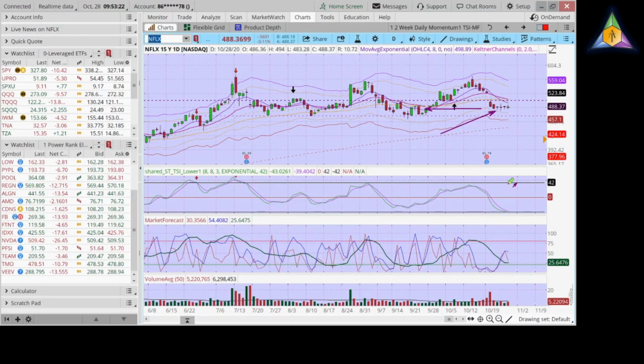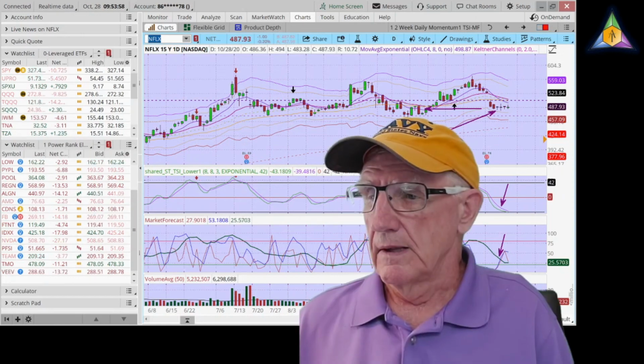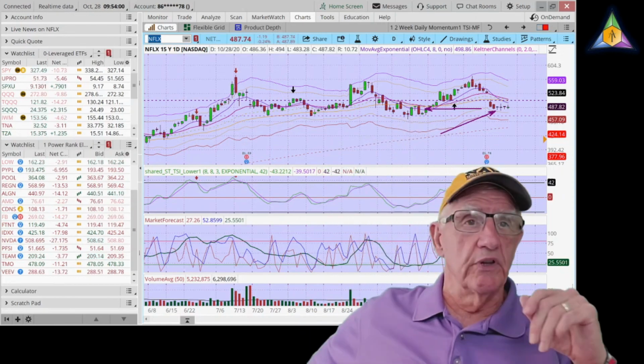The momentum lines that I'm following are starting to turn around, close to the lower reversal signal on the market forecast. If you want to know more about the market forecast and also the TSI, I do have a couple of videos up on YouTube that you may want to take a look at. So that's what we have today on what's going on with the market.